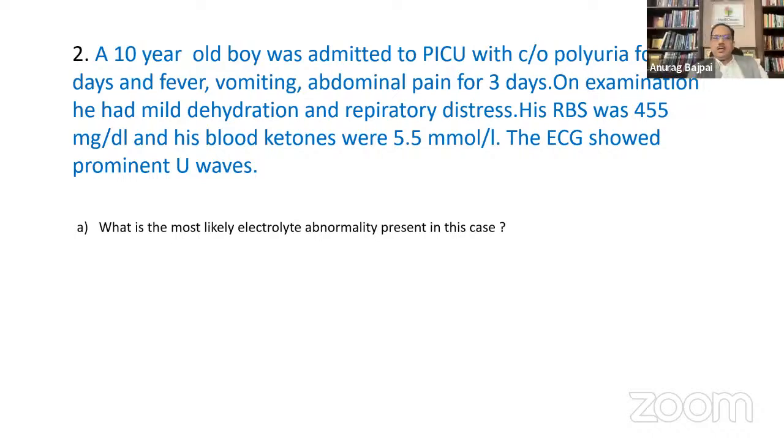So I think we can ask the audience to answer this. Kindly write the answer; you can use the chat box or the Q&A. So this child clearly is DKA, and there is a specific finding on ECG, which is a direct clue for diagnosis. So this seems to have hypokalemia in that setting.